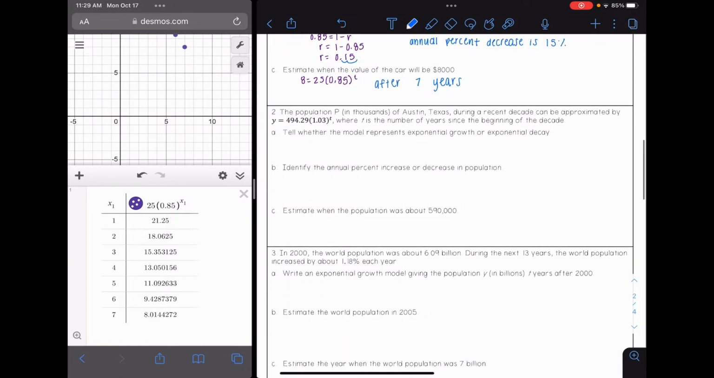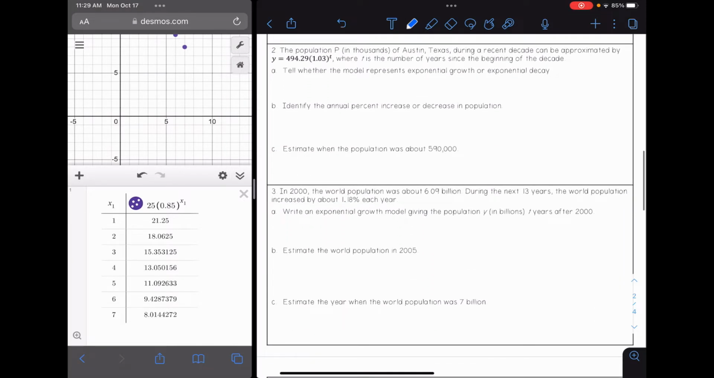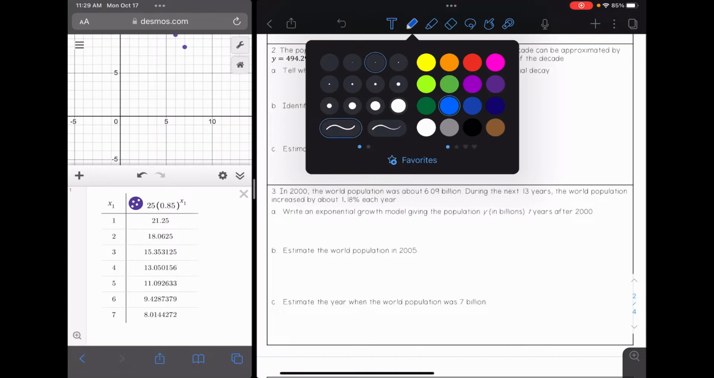Let's look at this next one. The population P in thousands of Austin, Texas during a recent decade can be approximated by y is equal to 494.29 times 1.03 raised to the t, where t is the number of years since the beginning of the decade. First, I want to tell whether the model represents exponential growth or exponential decay.